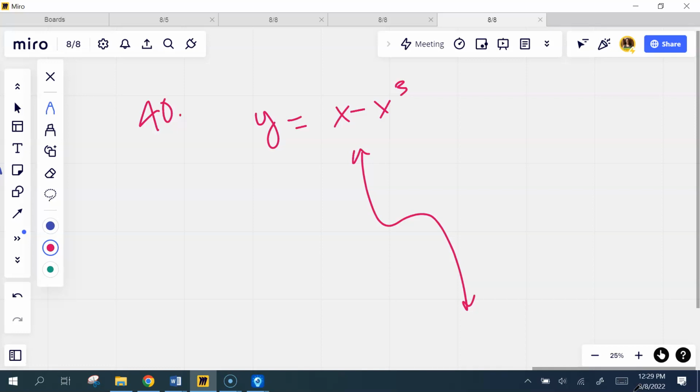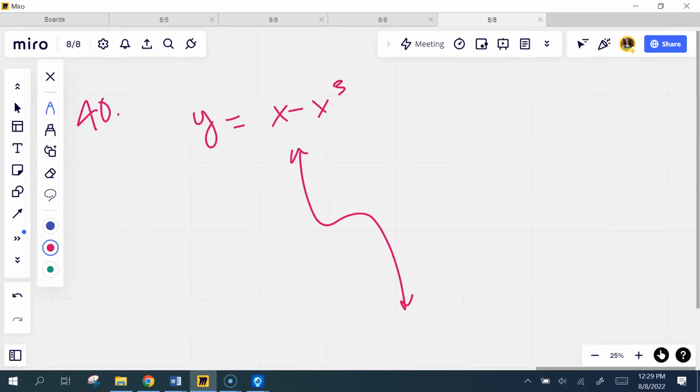So a removable discontinuity is a hole. If this was my graph and that was an open circle, that would be removable. When just one point is removed from the graph, that's removable. Non-removable are things like jump discontinuities, infinite discontinuities. Those are non-removable. What else?